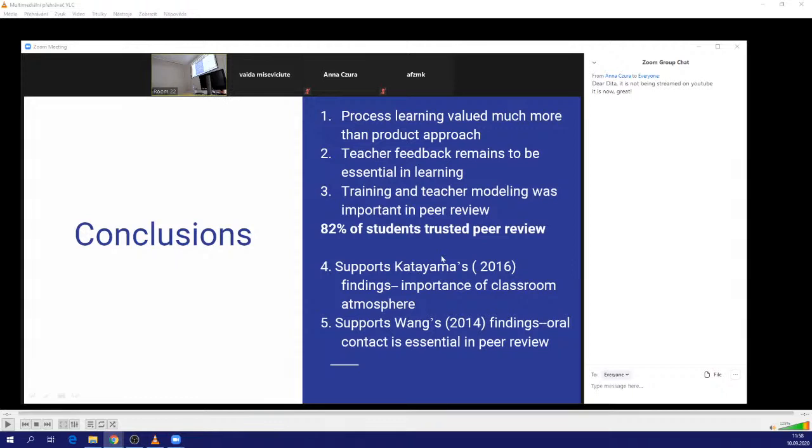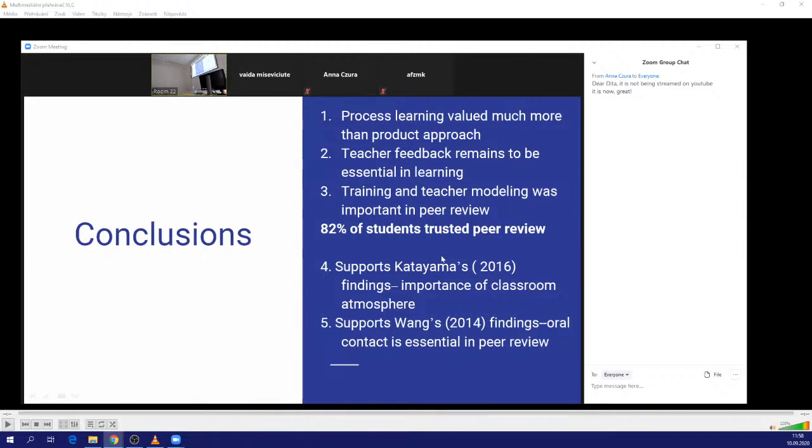So on the concluding side, if I'm looking also at the research results and what I've discovered, I think obviously I am going to be a supporter of process learning because that encourages deep learning and critical thinking. I think I've discovered that teacher feedback, no matter what, remains to be the essential skill in learning. But also, training students and teaching how to evaluate was very useful for the students. They felt much more secure about it.